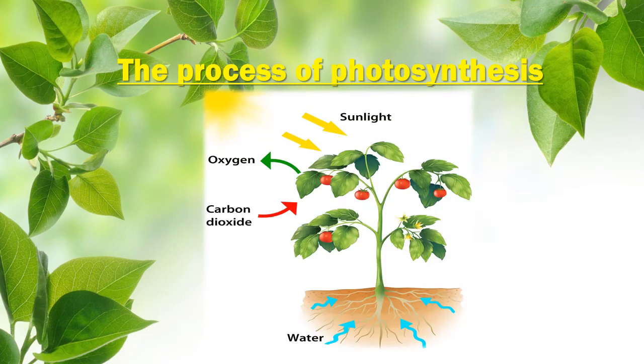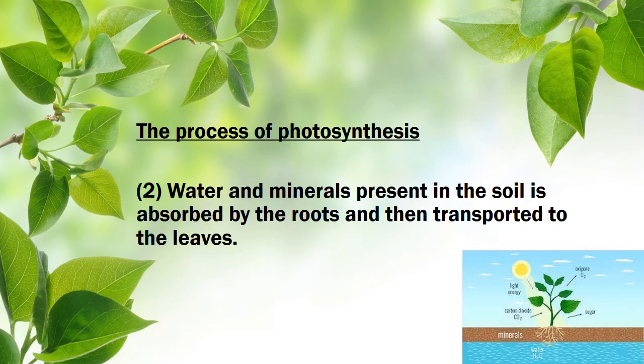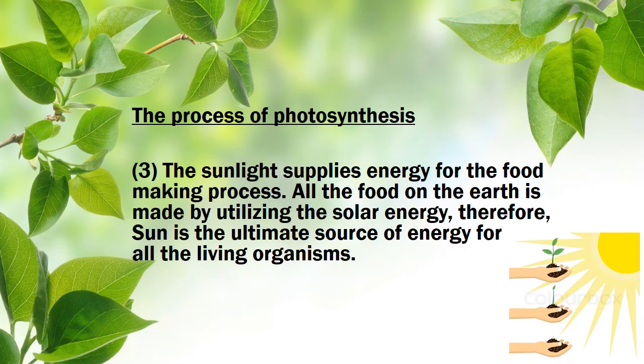The process of photosynthesis. The carbon dioxide gas present in air enters the leaves of a plant through the pores present on their surface. Water and minerals present in the soil is absorbed by the roots and then transported to the leaves. The sunlight supplies energy for the food making process. All the food on earth is made by utilizing the solar energy. Therefore, sun is the ultimate source of energy for all living organisms.